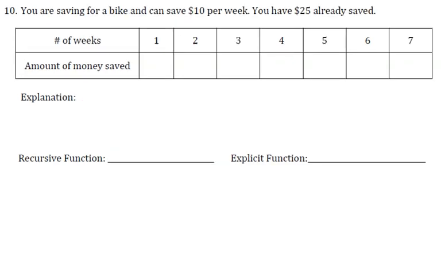Alright, number 10. You are saving for a bike and can save $10 per week. You already have $25 saved. So we started out with $25. Now each week we're adding $10 to that.